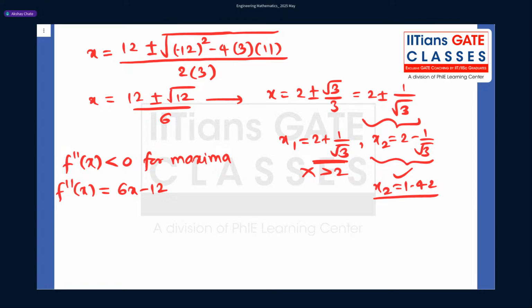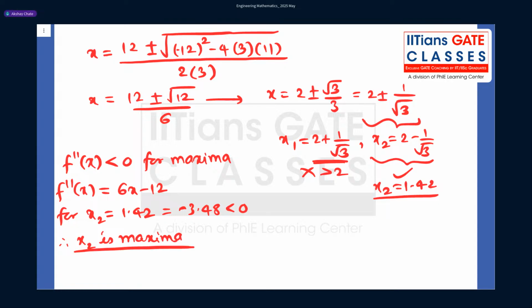Okay, if you put x1, which is greater than 2, this value will be positive. And for x2, which is 1.42, if you check, 1.42 into 6 is nothing but 8.52, and if you subtract 12 from this, you get minus 3.48, okay, which is less than 0. So therefore, x2 is maxima. Okay, so this is your answer, x2 equal to 1.42.